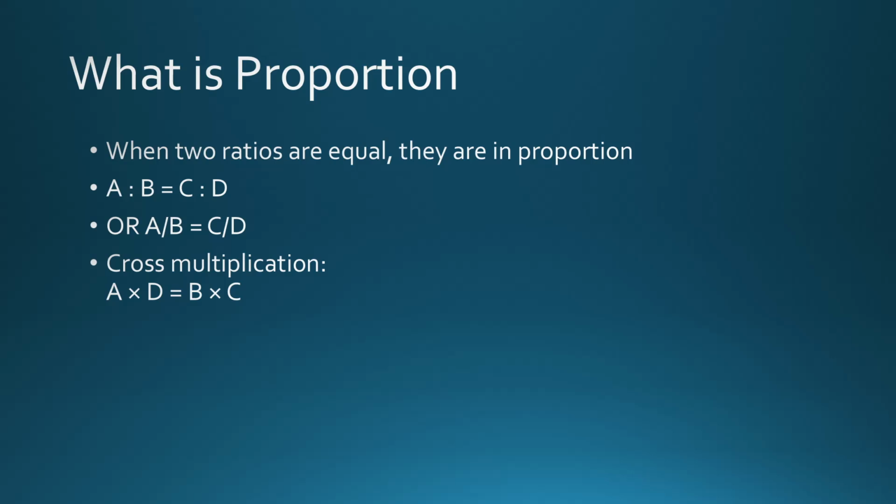Now, what is proportion? When two ratios are equal, they are in proportion. For example, a ratio is A by B and another ratio is C by D. If they are equal, that is A by B is equal to C by D, it's said to be in proportion. Now, we can always cross multiply this and say that A into D equal to B into C.